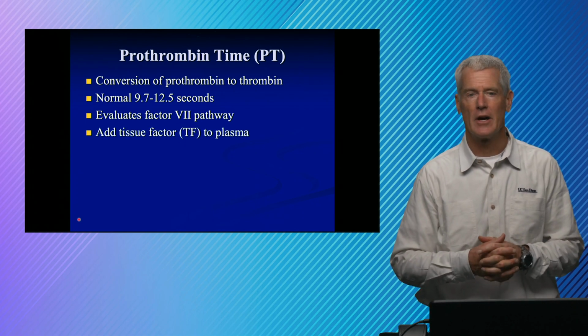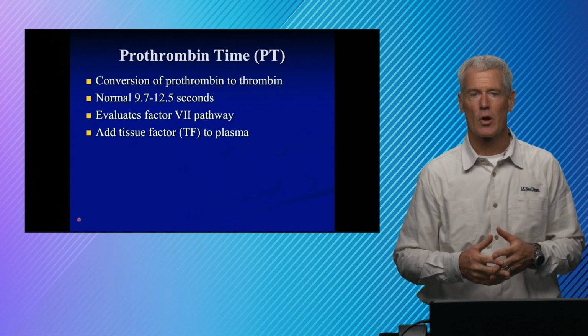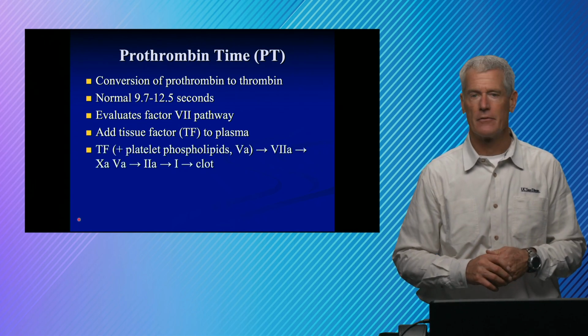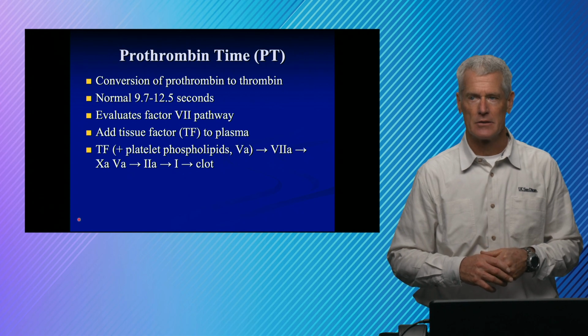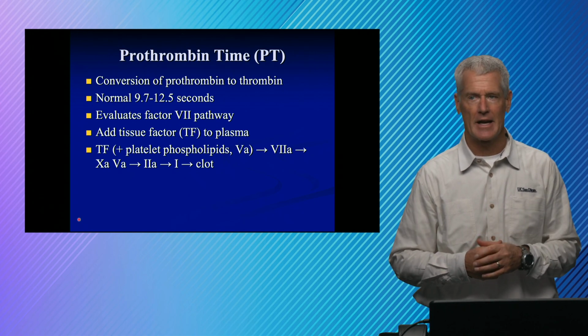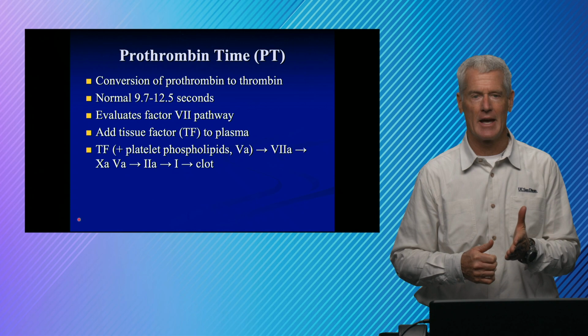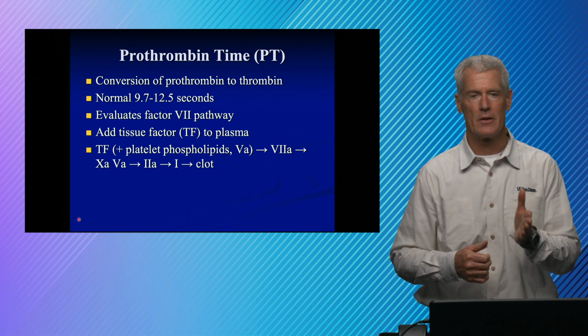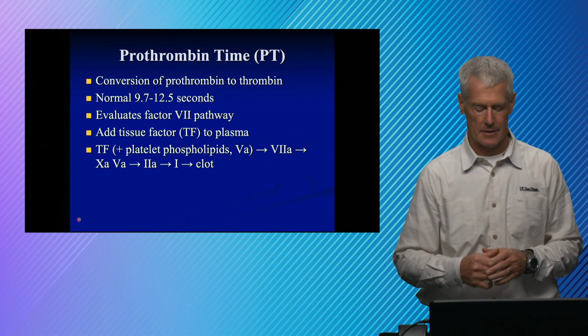So basically the way it's done is in the laboratory we add tissue factor to a plasma sample and we time to figure out how long it takes it to clot. So that's part of the coagulation cascade. Tissue factor 7A activates 10A, 5A, which activates prothrombin to thrombin, which forms a clot.